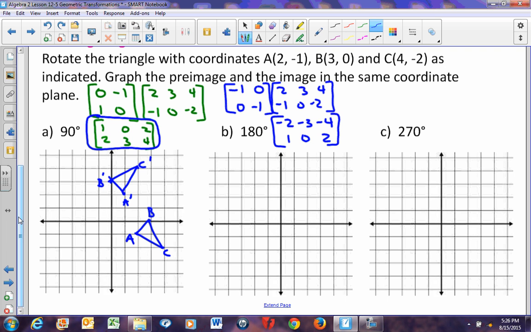Okay, so the original figure is (2, -1), (3, 0), (4, -2), so here it is. The new figure is (-2, 1), (-3, 0), (-4, 2).